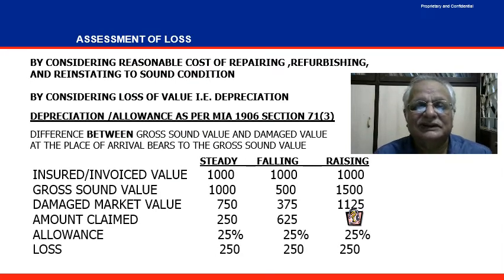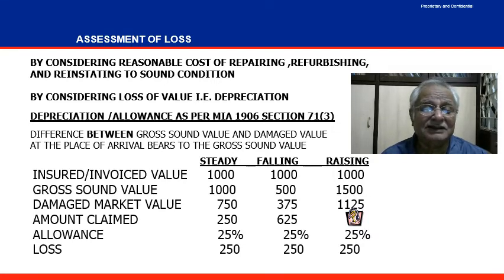Assessment of loss. Now, I said that depreciation percentages are given as per the authority to the surveyor in the Marine Insurance Act 1906, section 71.3, where it is clearly indicated how to assess the allowance considering the sound market value and damaged market value of the goods, that bears to the sound market value, and whatever percentage you get is applicable on the sum insured. Here we are disregarding different types of invoice value, etc. We are trying to work out what the sound market value is.